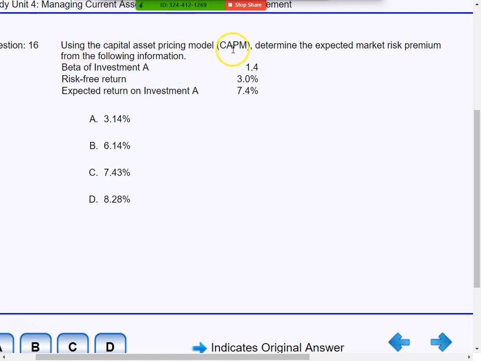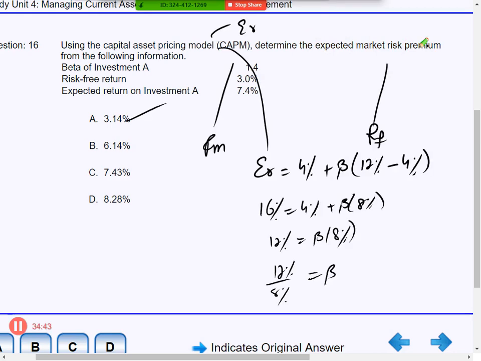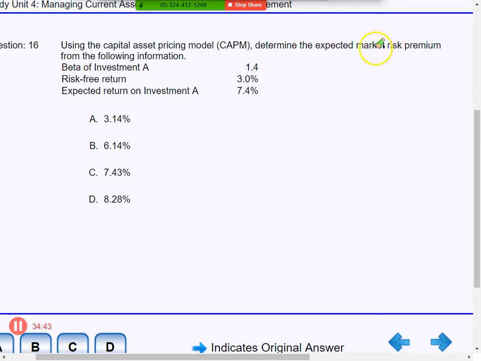So using the capital asset pricing model, determine the expected market risk premium. Guys, attention. Determine the expected market risk premium, period. Which means I'm looking for return on the market minus risk-free rate. This is what you call the market risk premium, and it is calculated by deducting your risk-free rate from the expected return on the market.